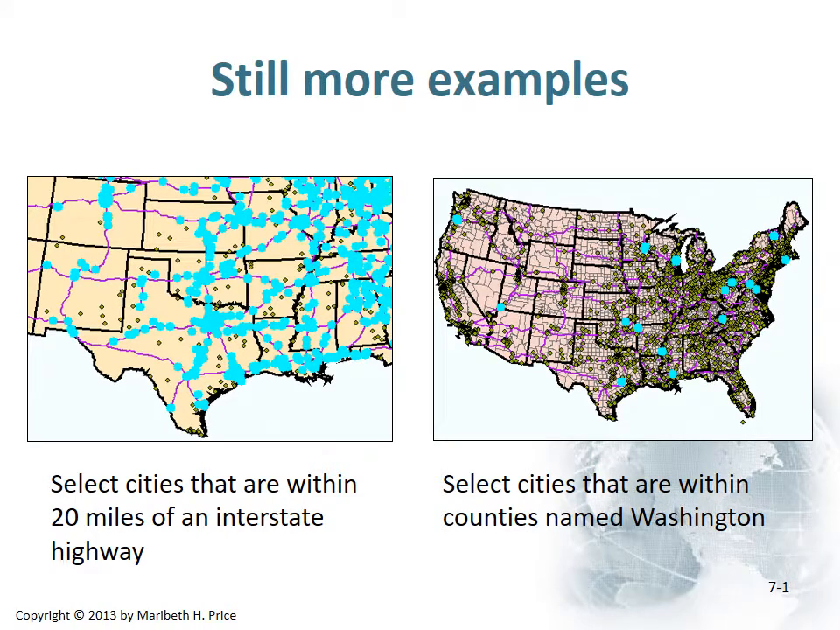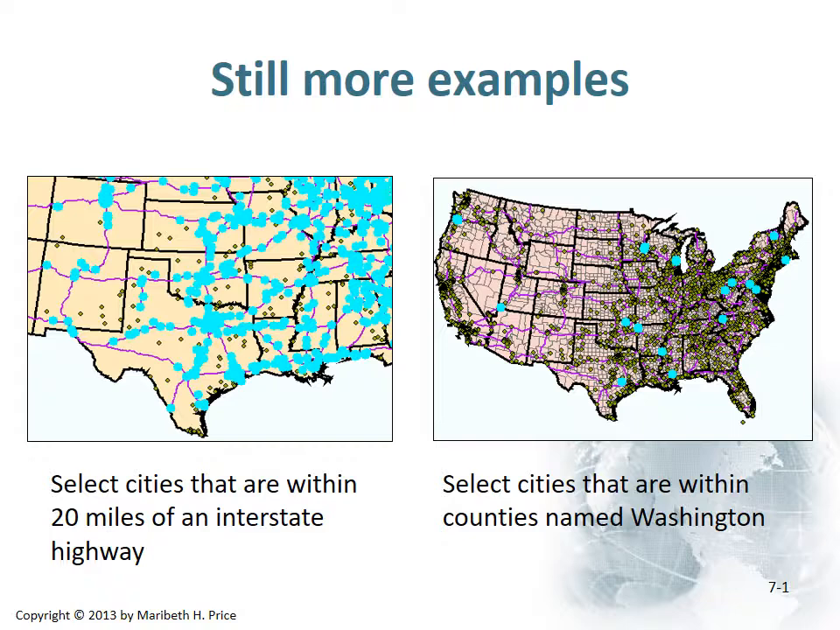A couple more, looking on the left at the cities that are within 200 miles of an interstate highway. Again, that's going to depend upon what is your definition of city. Interstate highway is pretty well defined, but what constitutes a city and where are they? And we probably are not seeing all of them in this data set. Again, there are quite a few cities that exist that are not being shown at this particular scale.